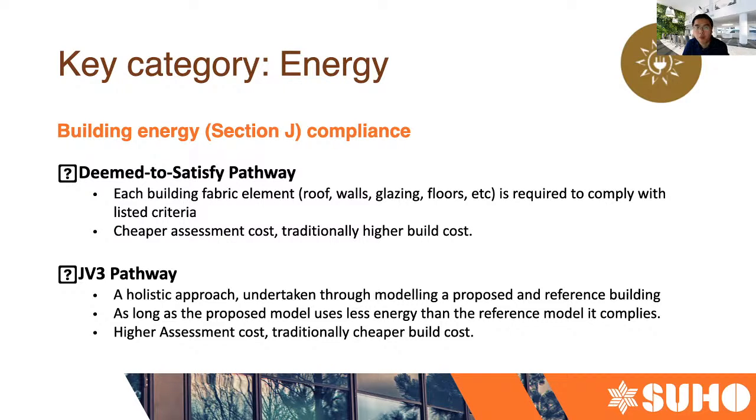So for building energy section compliance, there are two pathways. One is the DTS pathway, deemed to satisfy. For the DTS pathway, each building fabric element like walls, roofs, glazings, floors will be required to comply with listed criteria. So DTS is a much quicker and cheaper assessment, but traditionally it will come with higher building cost. Another pathway is JV3. For JV3, we will model the proposed building and the reference building and compare the energy use between these two buildings. So if the proposed building uses less energy than the reference building, then it will comply with the requirements. So the JV3 modeling pathway comes with more accuracy and higher assessment cost. But it will also benefit us back with a cheaper build cost.